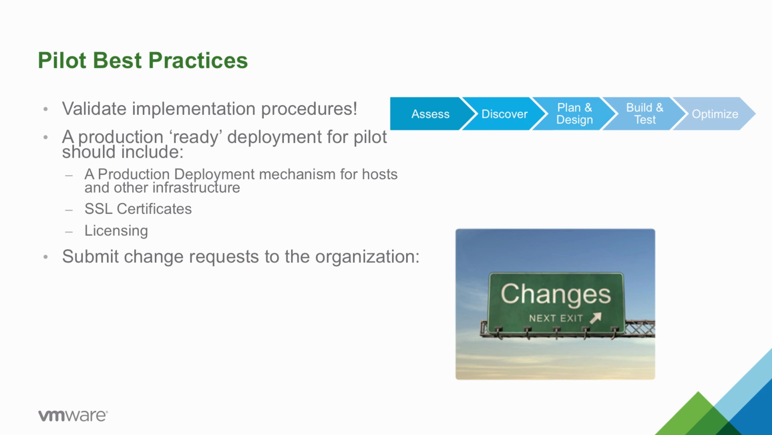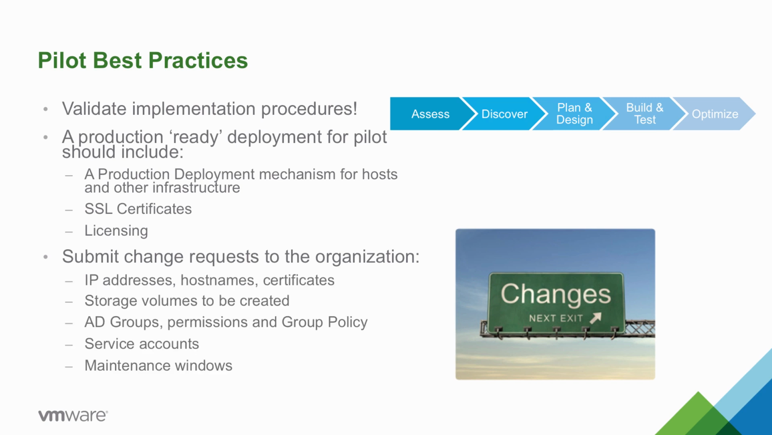Another big important thing here is to make sure you're really communicating well with the rest of the organization, submitting change requests in good timing. So getting things like IP addresses, host names, certificates in advance, making sure storage volumes are ready to go, working with the groups that are responsible for AD groups, permissions, and group policies, making sure service accounts are established and maintenance windows are established. Cross-functional communication is key to a successful pilot.